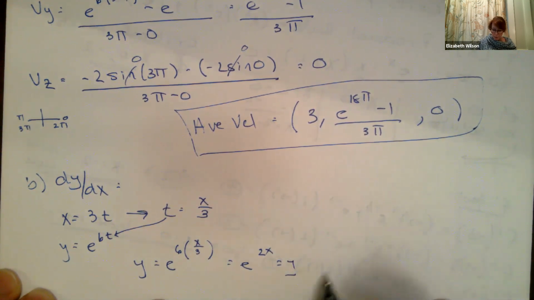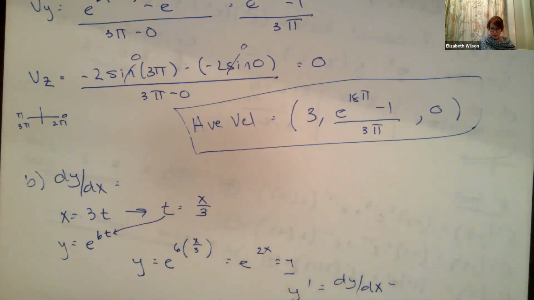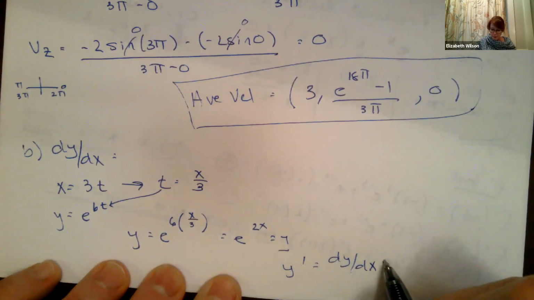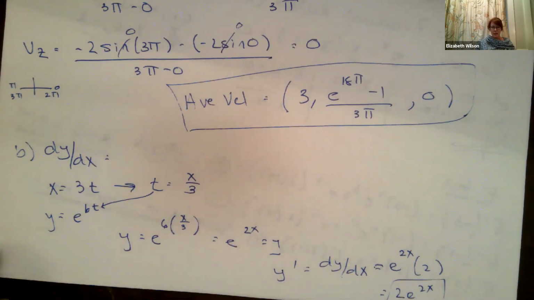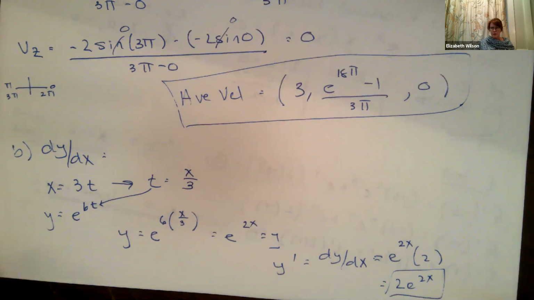So now I can go y prime, which is equal to dy dx, is equal to, well, I've got to repeat my exponent, and then I've got to do the chain rule, 2e to the 2x. Some of you did dy dt over dx dt and then divided through, but I think you made some mistakes with your cleanup. You should be getting everything in terms of just x and y. So be very careful on that.